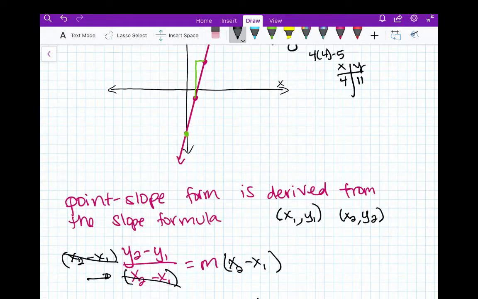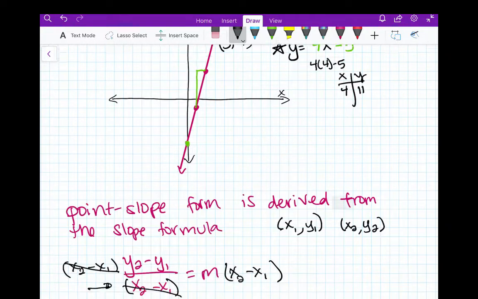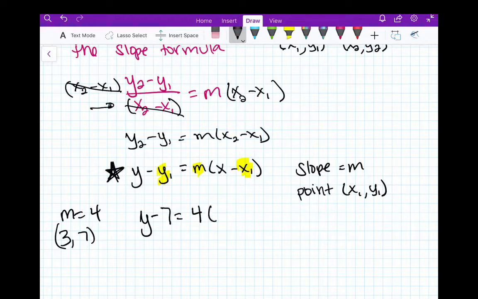So let's go back to our original line up here. And so I'm going to use this point 3, 7. So the point 3, 7 is on this line. And remember, the slope is 4. So we're going to use that. So our slope is 4 and our point is 3, 7. And we're going to find the equation of the line using point-slope form. So again, wherever you see highlighted, I'm going to plug in a value. So y minus y1 is 7 equals m, which is 4, times x minus 3.